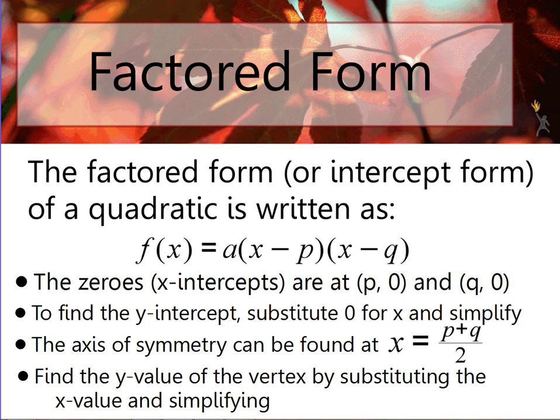Now we introduce factored form. Very rarely, but occasionally, this will be called intercept form. I will always refer to it as factored form. Factored form of a quadratic looks like f of x equals a times x minus p times x minus q. The zeros, or in other words our x-intercepts, will always be at p, 0 and q, 0.